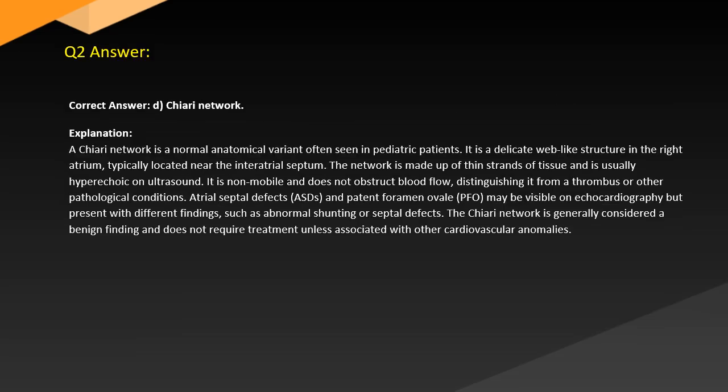Answer. Correct answer: D. Chiari network. Explanation. A Chiari network is a normal anatomical variant often seen in pediatric patients. It is a delicate web-like structure in the right atrium, typically located near the interatrial septum. The network is made up of thin strands of tissue and is usually hyperechoic on ultrasound. It is non-mobile and does not obstruct blood flow, distinguishing it from a thrombus or other pathological conditions.